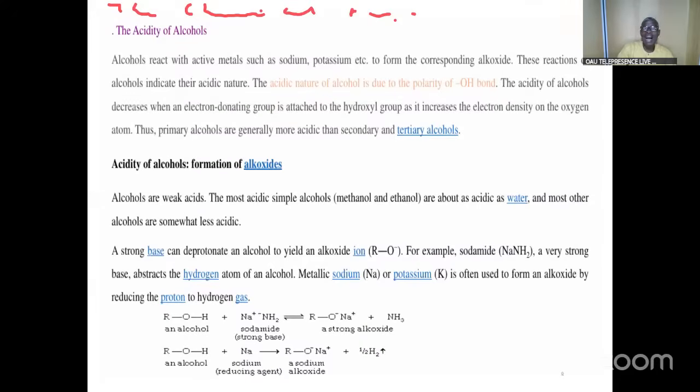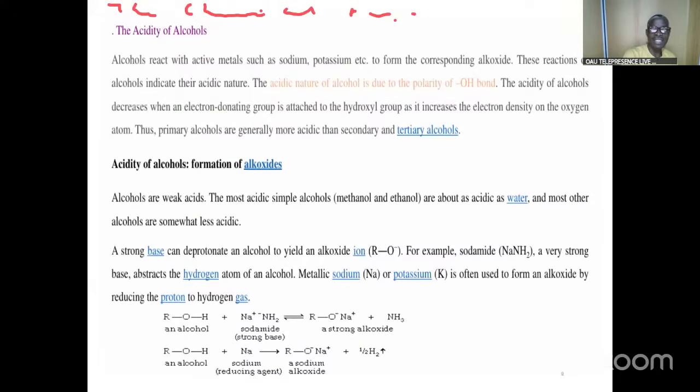So the acidic nature of alcohols is due to the polarity of the OH bond. The acidity of alcohols decreases when an electron donating group is attached to the hydroxy group, as it increases the electron density on the oxygen atom. Thus, primary alcohols are more acidic than secondary and tertiary alcohols.